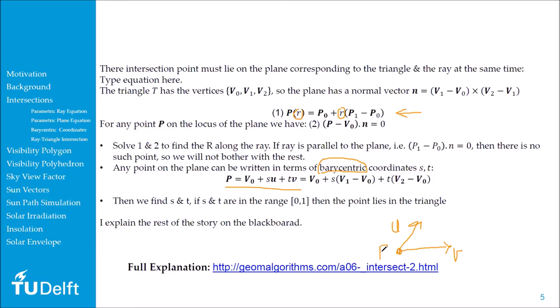So let's say P0, and I have given you P1 and P2. Now you can write U and V in terms of P1 and P2, can't you? So U will be P1 minus P0, in the same manner that we computed the other D vector, right? And V will be P2 minus P0.